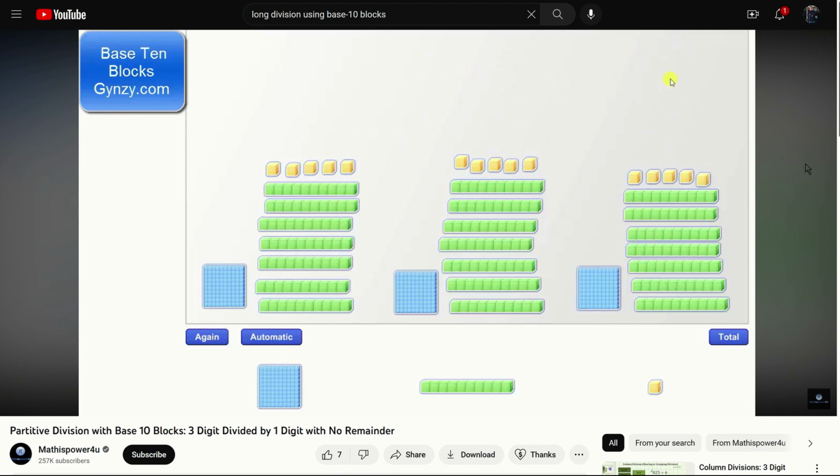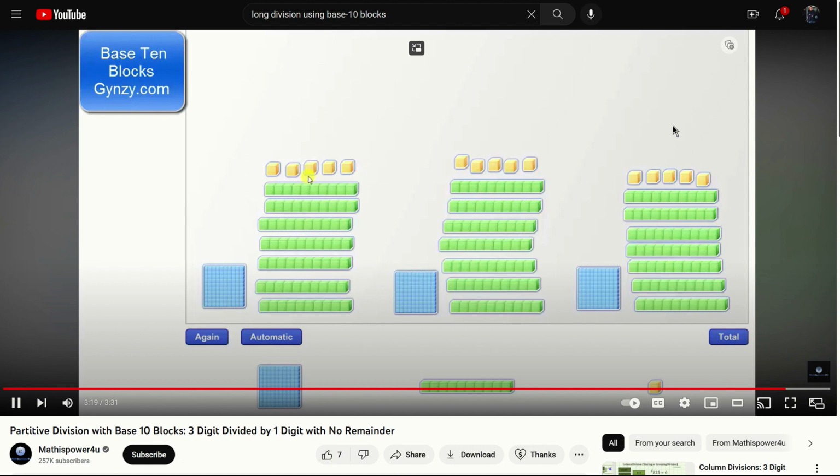Notice how there are no base 10 blocks remaining, and each group contains 1 flat, 7 rods, and 5 units, which is equal to 100 plus 70 plus 5, or 175. This shows 525 divided by 3 equals 175.